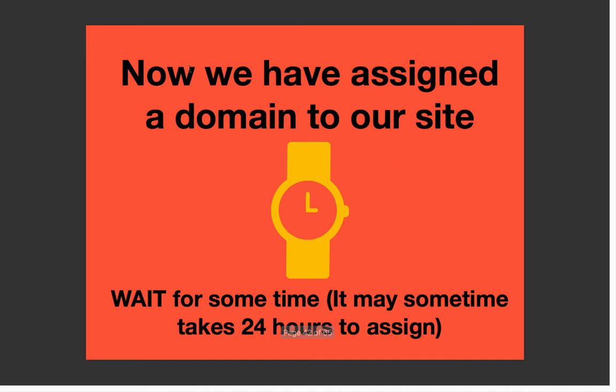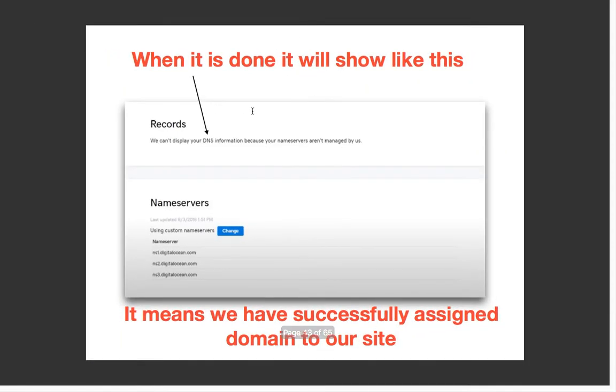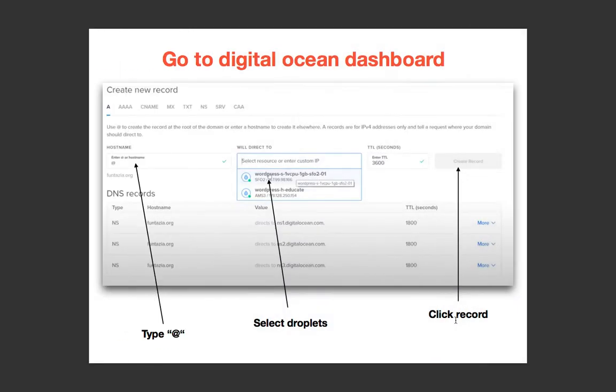When you do it, your domain is assigned with your site. So you simply need to wait for some minutes, or maximum you have to wait for 24 hours. So it depends. But generally it happens in minutes, but in some rare cases you have to wait for 24 hours. So just wait, and when it is done, it will show like this. That means we have successfully assigned the domain to our site. Means we have successfully connected that WordPress which we have installed on DigitalOcean. We have connected that WordPress website with our domain. Simple. So we have succeeded.